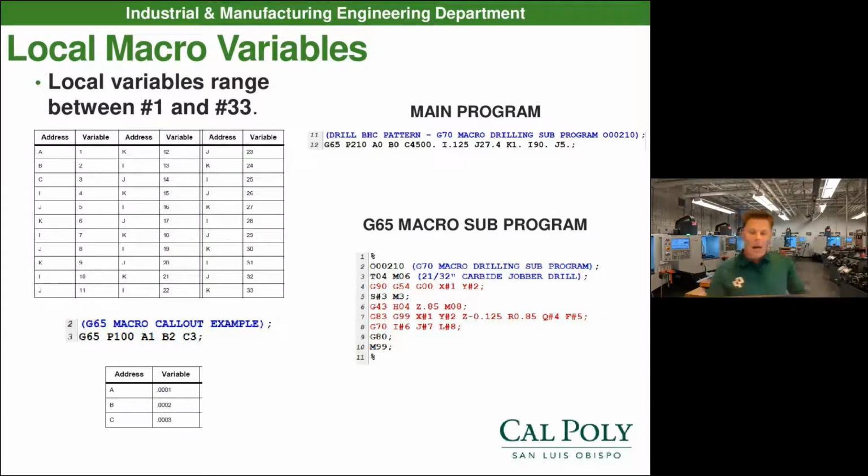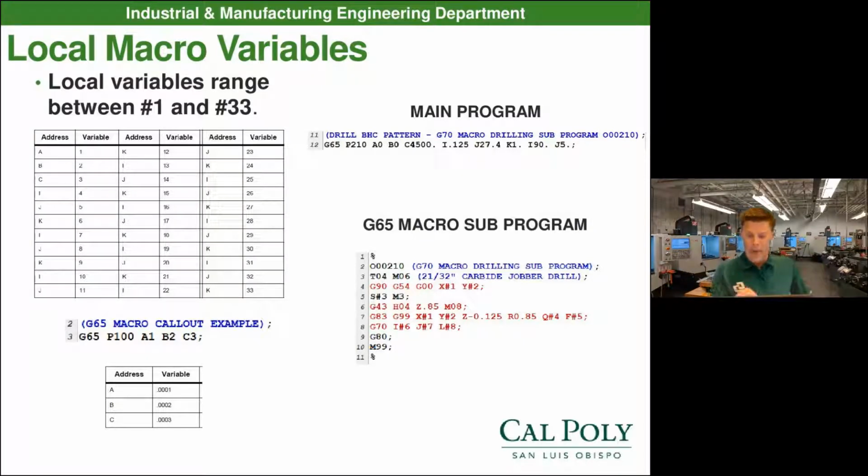So if I did a call up G65 P100 A1 B2 C3, the variables populated in the control will be 1/10,000th, 2/10,000ths, and 3/10,000ths of an inch. That's how local variables work. The G65 line populates 1 through 33. You can use one of them. You can use all of them. It's up to you. You're the programmer. So you populate those and use them in your program somehow.